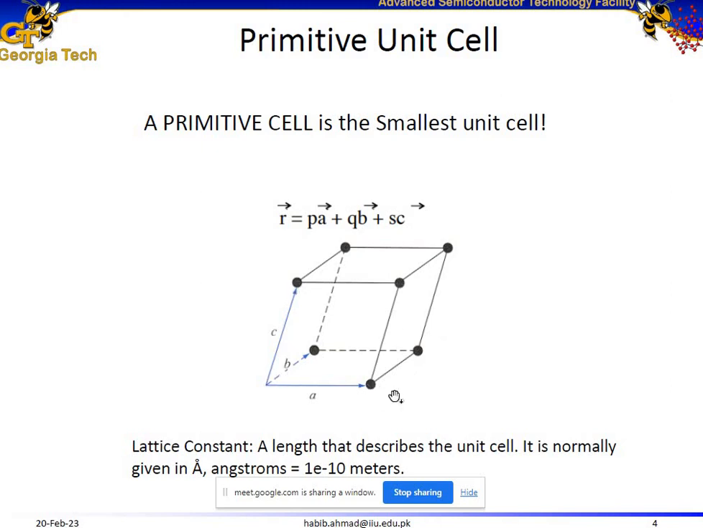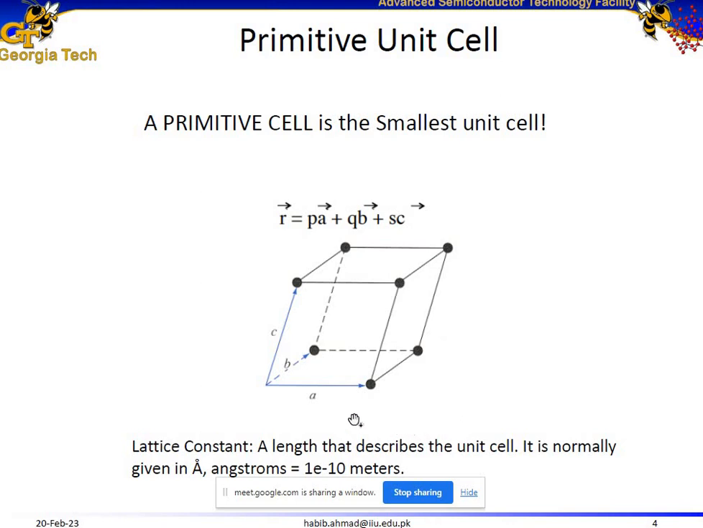In 2D, it would consist of 4 atoms, but in 3D, you can consider it as a cuboid, where we have 8 atoms, 1, 2, 3, 4, and then 5, 6, 7, 8, forming the primitive unit cell in a 3-dimensional volume space.